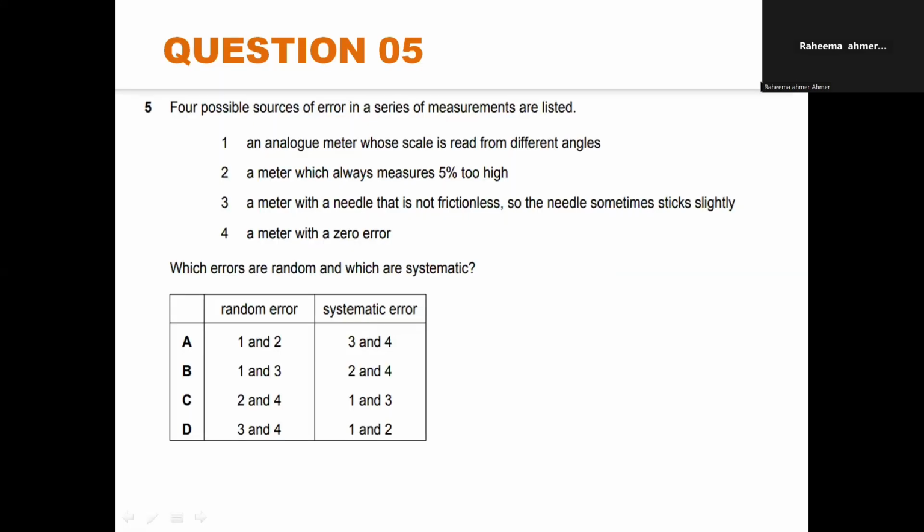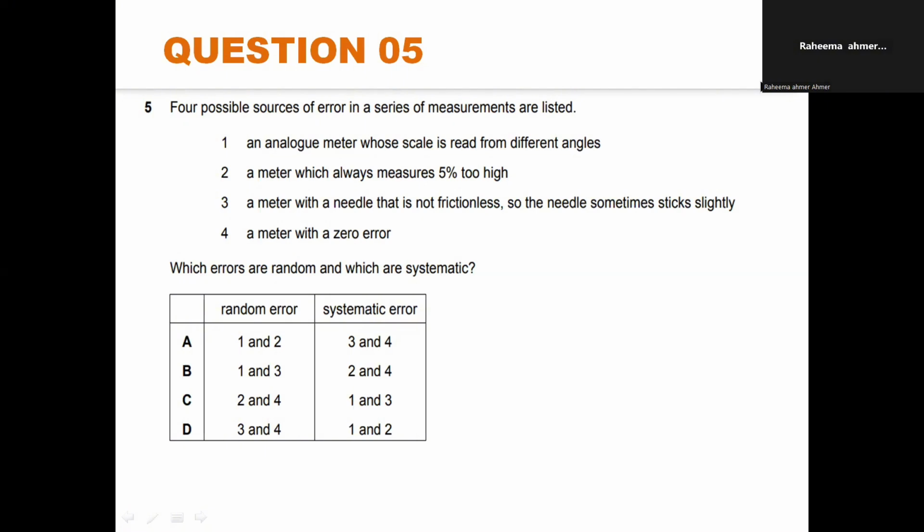So today we are going to solve October-November 2017 paper 1-3 question 5. So let's begin. Four possible sources of error in a series of measurements are listed. Let me make this very clear to you: this question belongs to systematic and random error.